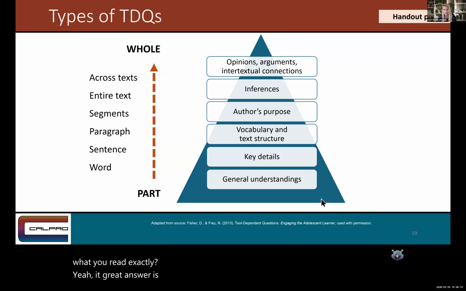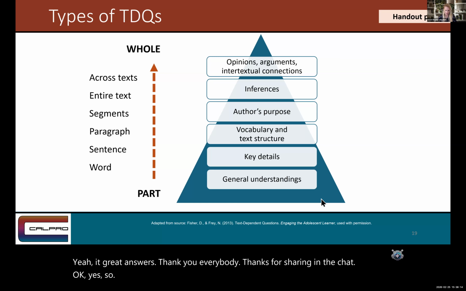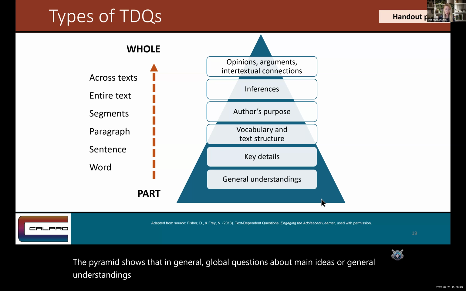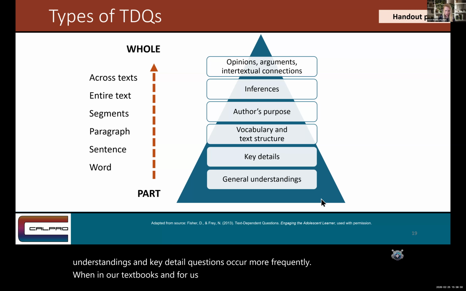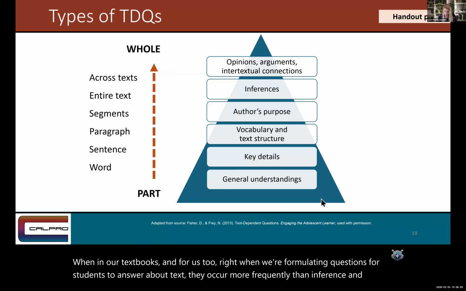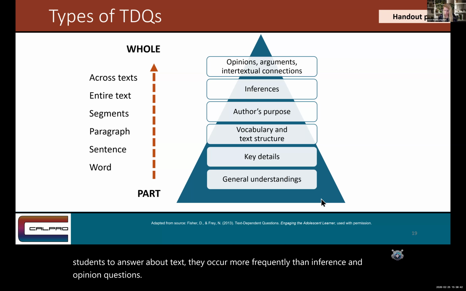Yes, exactly. So the pyramid shows that, in general, global questions about main ideas or general understandings and key detail questions occur more frequently in our textbooks, and for us too, right? When we're formulating questions for students to answer about text, they occur more frequently than inference and opinion questions. But these are essential questions.